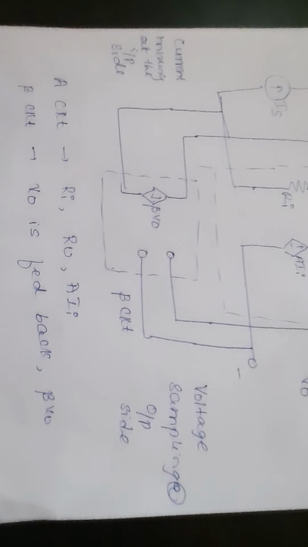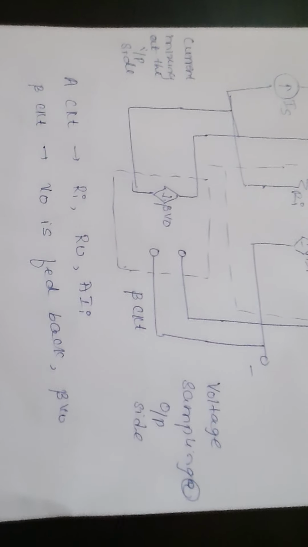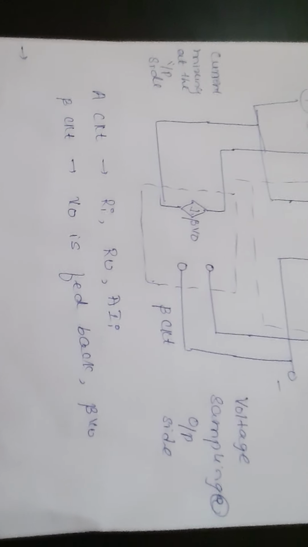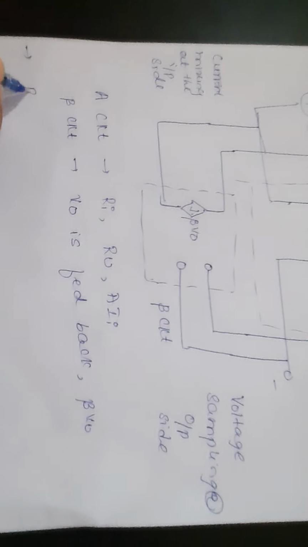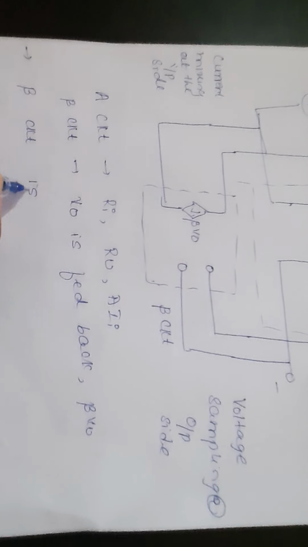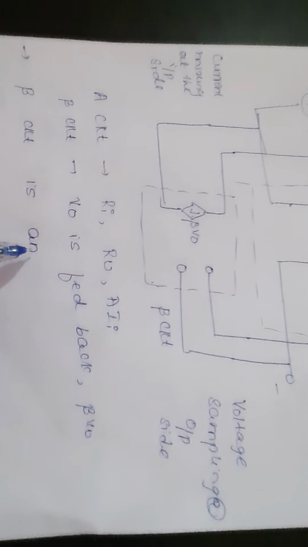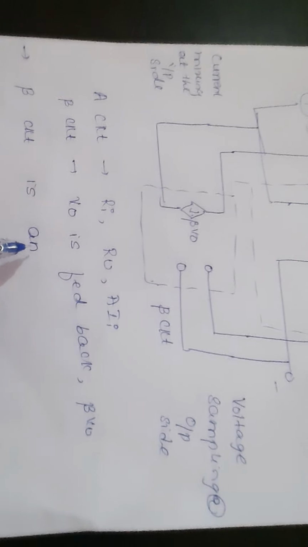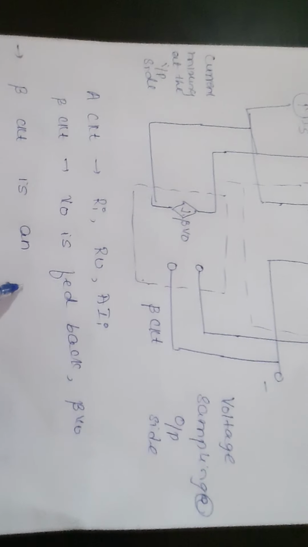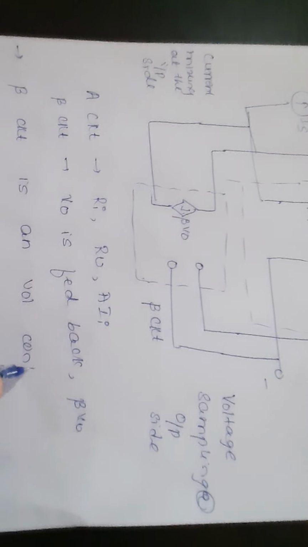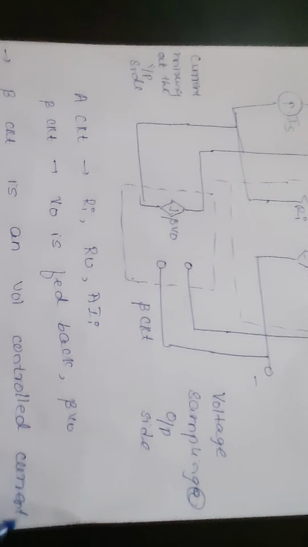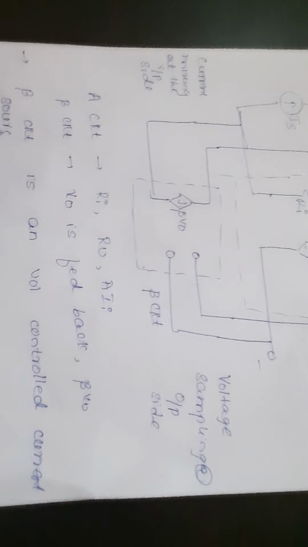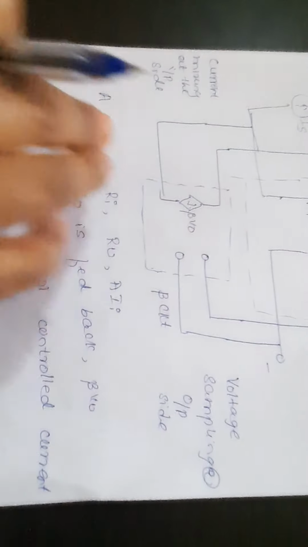Now what all points are to be considered here? The beta circuit is a voltage controlled current source. We will say this beta circuit is a voltage controlled current source, because we are applying the voltage here.